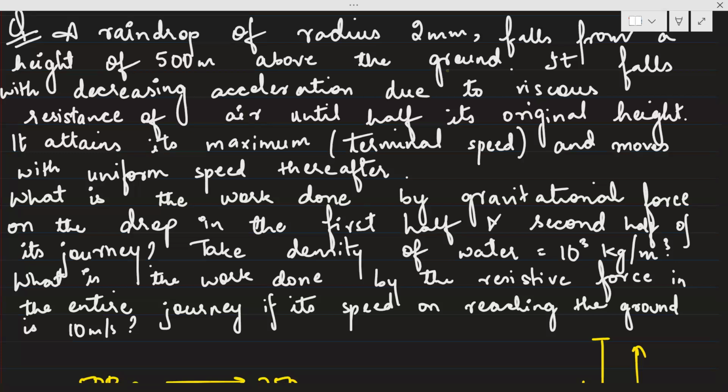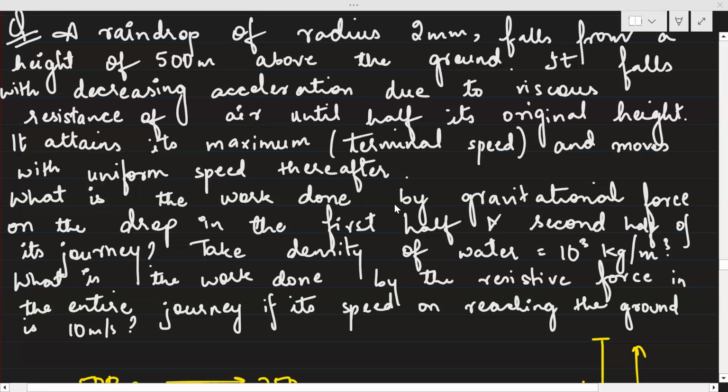A drop falls from a height of 500 meters above the ground. It falls with a decreasing force because of the viscosity of the air, until it reaches a maximum speed, that is the terminal speed. What's the work done by the gravitational force on the drop in the first and the second half of its journey? Density is given, and work done by the resistive force is asked if the velocity is 10 meters per second.